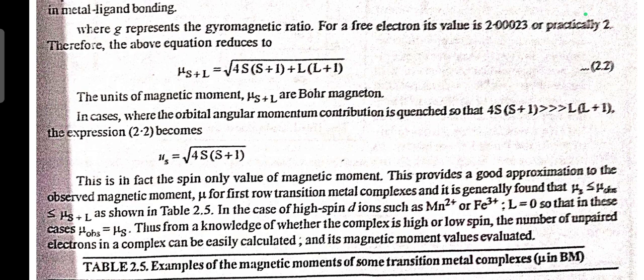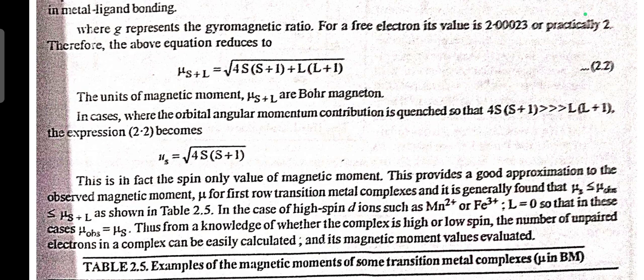In cases where the orbital angular momentum contribution is quenched, so that 4S(S+1) is greater than L(L+1), the expression becomes under root 4S(S+1). This is in fact the spin-only value of magnetic moment. This provides a good approximation of the observed magnetic moment mu for first row transition metal complexes, and it is generally found that mu S is less than mu S+L.